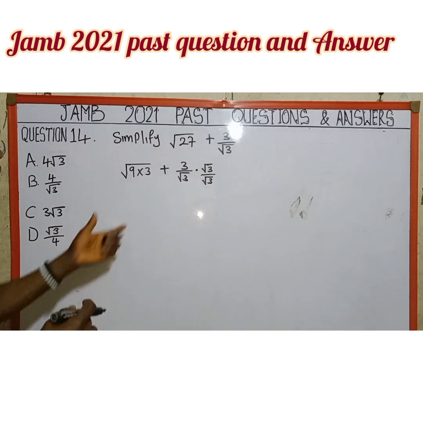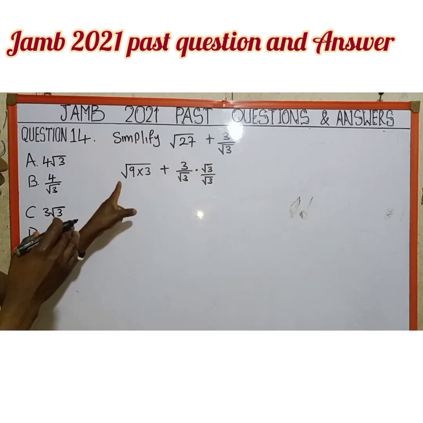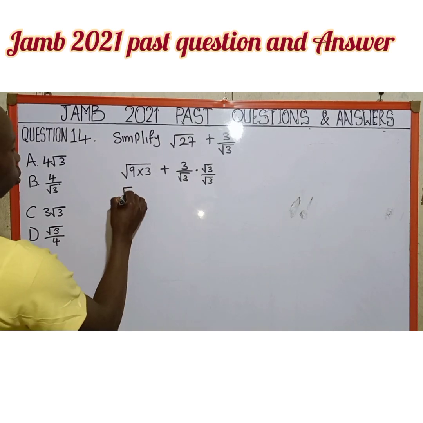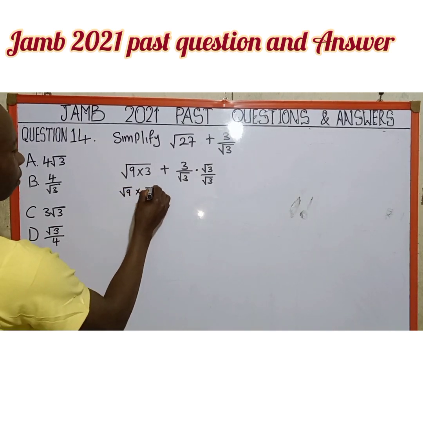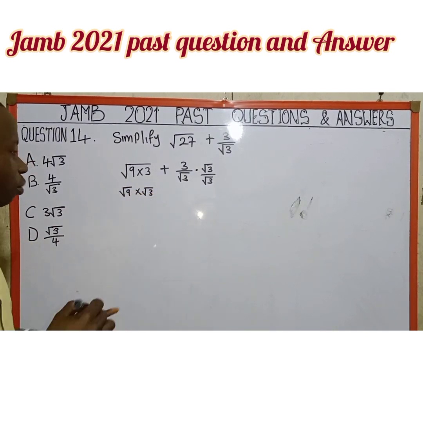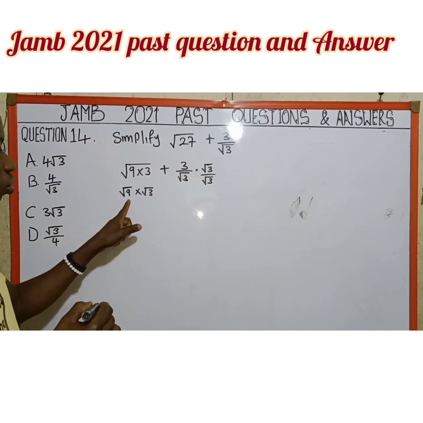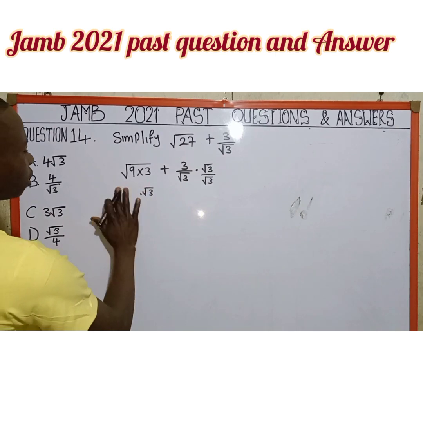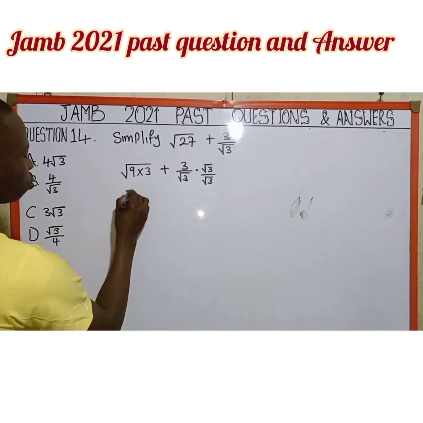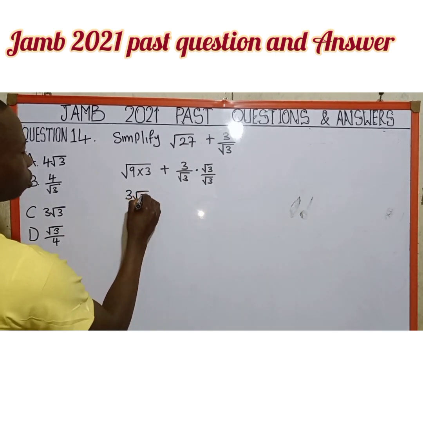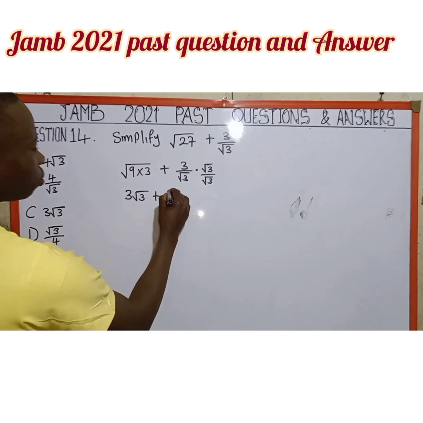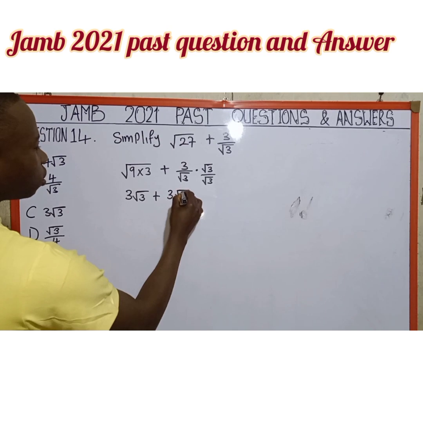So the next thing, we can go further to simplify this. Do you know that root 9 times 3 can also be written as root 9 multiplied by root 3? So we can separate them. So that root 9 is going to be 3. Then 3 multiplied by root 3 is going to give me 3 root 3. So we are having 3 root 3. Then plus 3 multiplied by root 3 is going to give me 3 root 3.